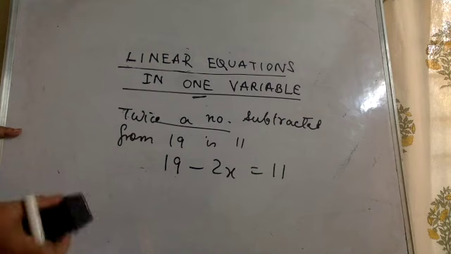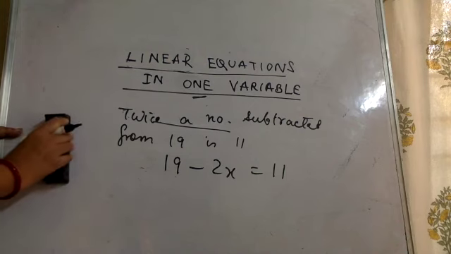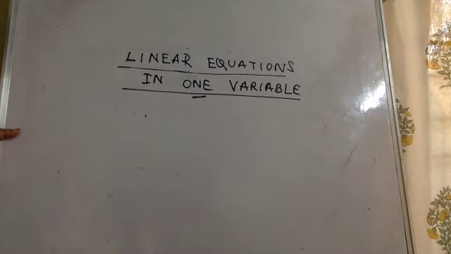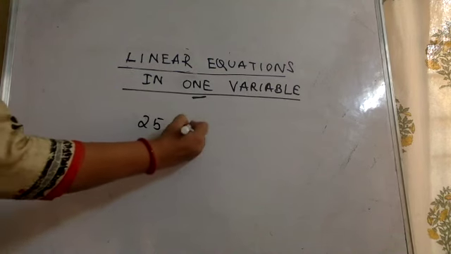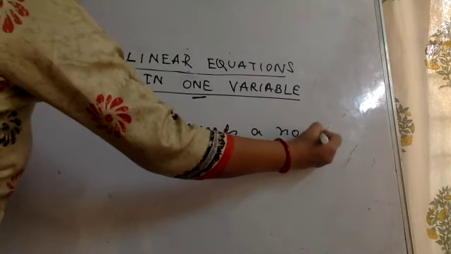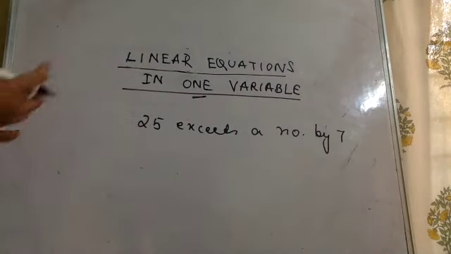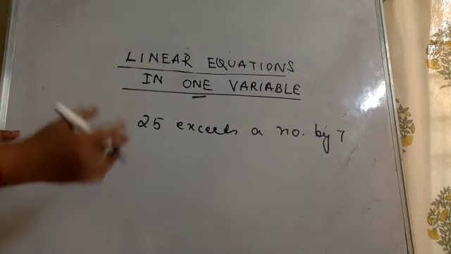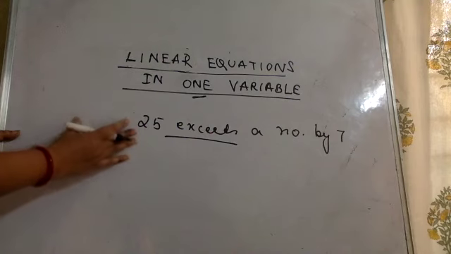Then next is a slightly different one. Just check. 25 exceeds a number by 7. 25 exceeds a number by 7. Now there's a lot of confusion about this word exceeds. Exceeds means 25 is more.